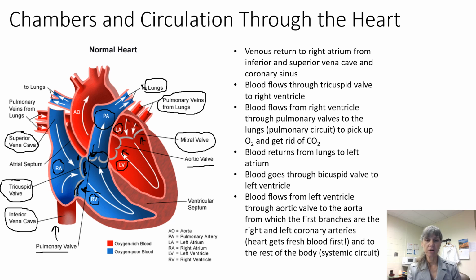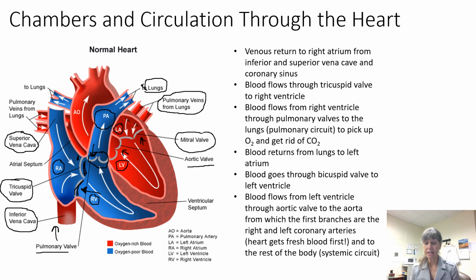So the pulmonary valve and aortic valves are semilunar, and then we've got the tricuspid valve on the right and the bicuspid or mitral valve on the left. Then as pressure builds in the left ventricle, forcing the aortic valve to open up, blood is going to flow into the aorta, where it will then go to the rest of the body. And there are right and left coronary arteries that are the first branches off of the aorta that will deliver fresh oxygenated blood to the heart. The heart actually gets fresh oxygenated blood first.